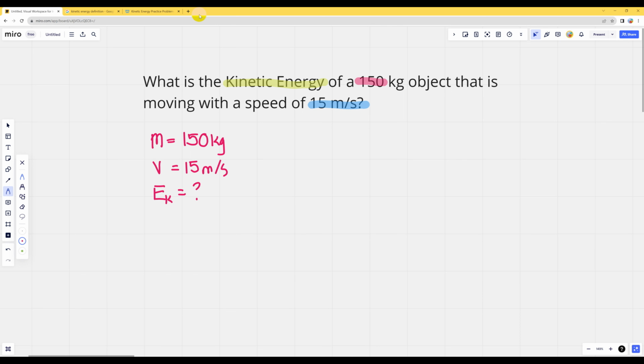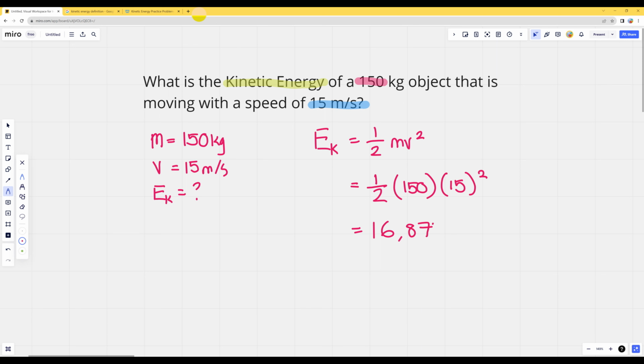So let's write down our formula again to see what numbers we can plug into it. Our formula is Ek is equal to 1/2 mv squared, and we know that our m is equal to 150, v is equal to 15, so we do have a sufficient amount of information to look for our kinetic energy value. Now we just have to do the math and we can type it all into our calculator. After doing that, we get an answer of 16,875, and our unit is going to be joules.